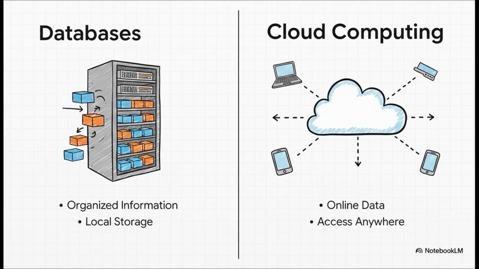Now, to manage all the information zipping across these networks, we rely on 2 key technologies. First, there are databases. The best way to think about them is as massive, super organized digital filing cabinets. They make it easy to store and find data fast. And second, there's cloud computing. This is what lets us store our files and even run programs over the internet instead of just on our own computer. I mean, if you've ever used Google Drive or Dropbox, you've used the cloud.